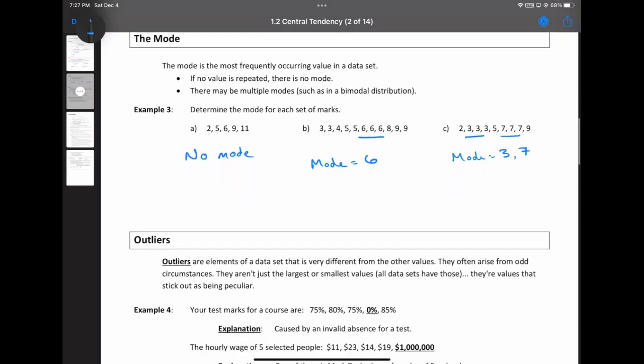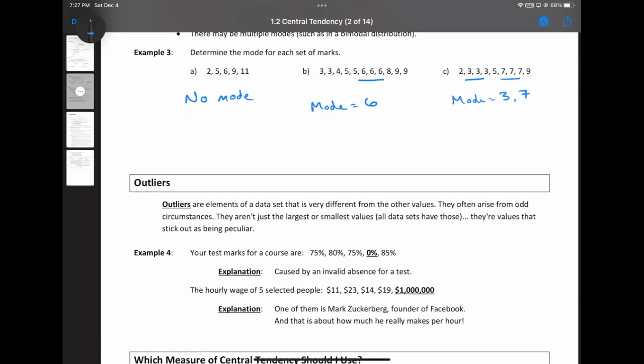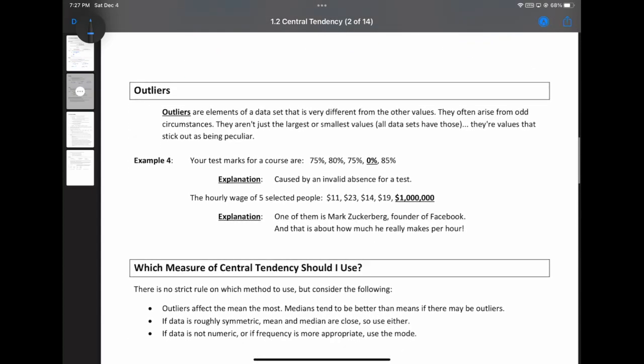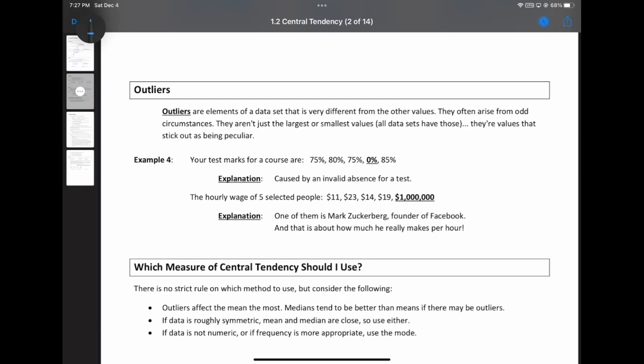I wanted to mention outliers. You probably recall we mentioned an outlier in the last lesson. An outlier is just a member of a data set, one of the values that is not just different than the others, but is drastically different enough that it really stands out. You look at it and go, that's weird. I'm not sure why that's there.